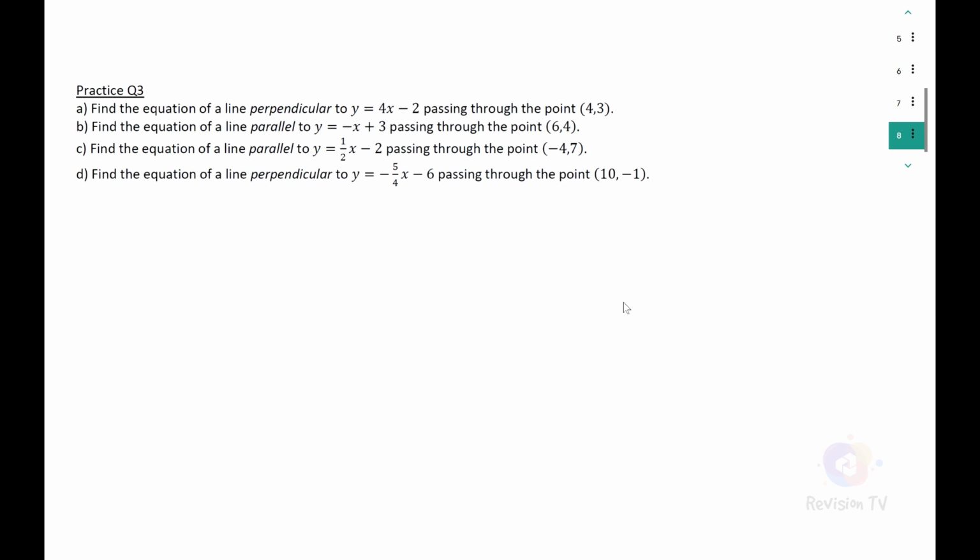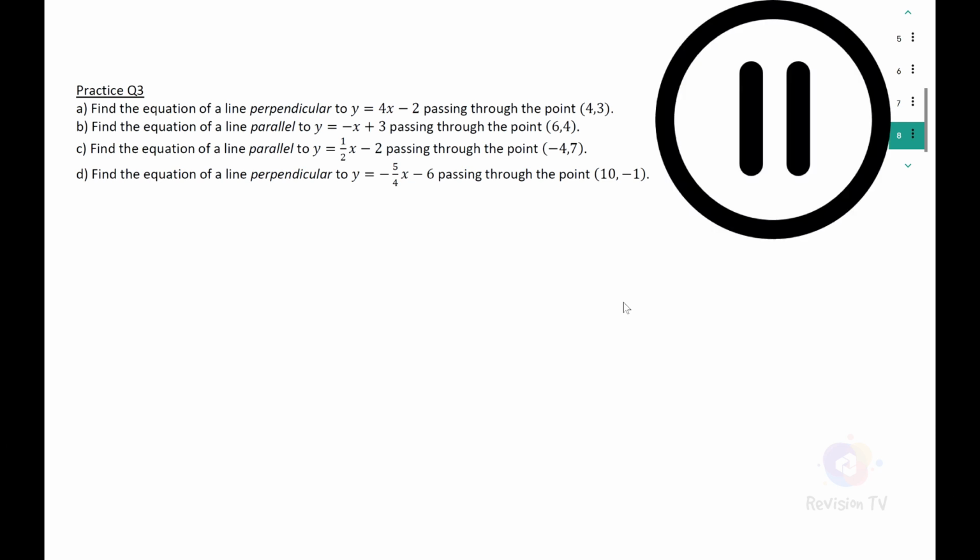Testing. Here comes practice question 3. Okay, 4 questions. Be careful if you are asked about perpendicular or parallel to the original equation. So pause the video, have a go at the question. When you're ready for the answer, you can press play.